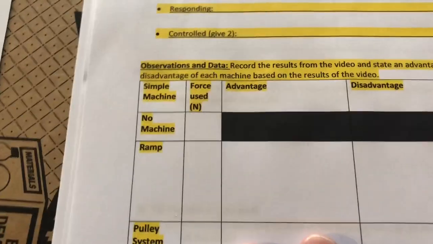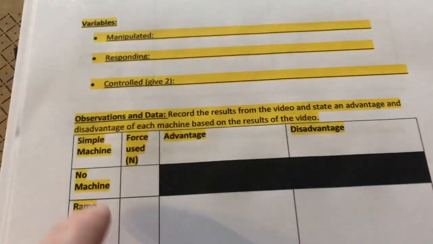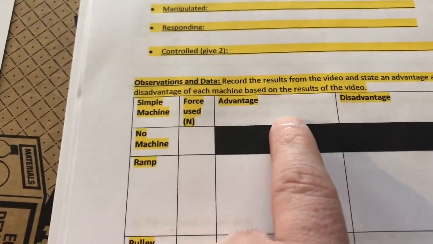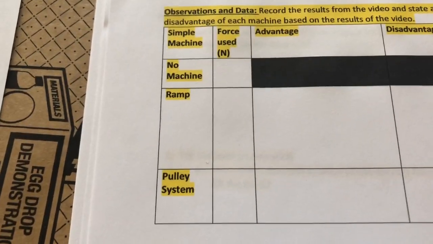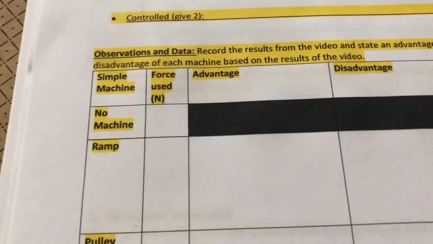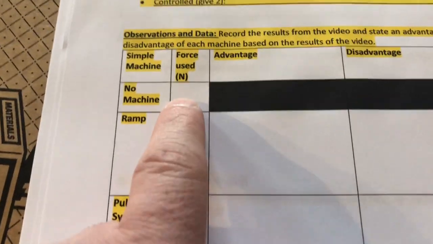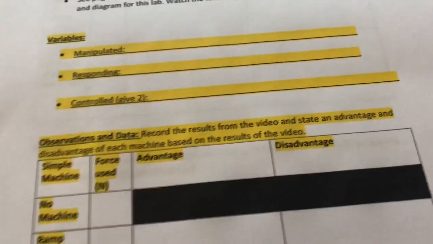Then we have a table for you, okay? There's three columns in each table. There's one that has the force used, there's one that has an advantage, one that has a disadvantage. You are going to fill these all out as I conduct the experiment. So as you're watching the video on YouTube, you're gonna be recording the force and it should be noted or else I will tell you what it is. And then an advantage of using that machine and a disadvantage.